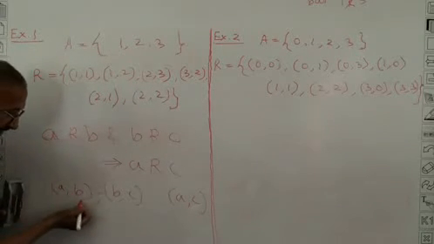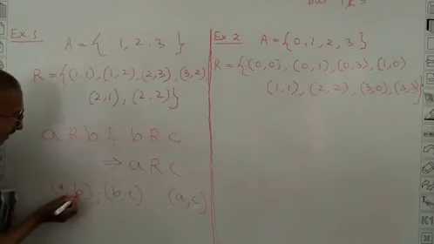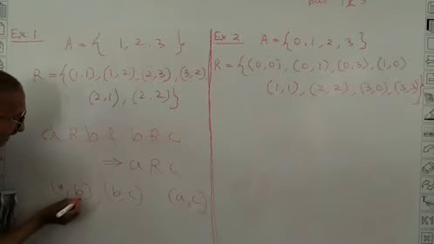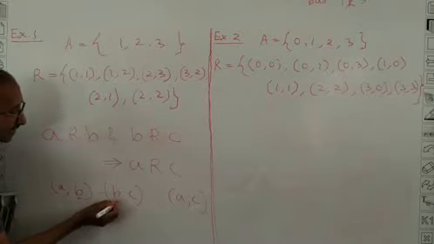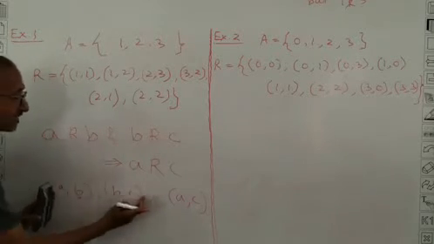So if this is there, then we must have AC in this set. That means we see the second element and the preceding element; the first elements are the same. In that case, omit these two, AC we must have.